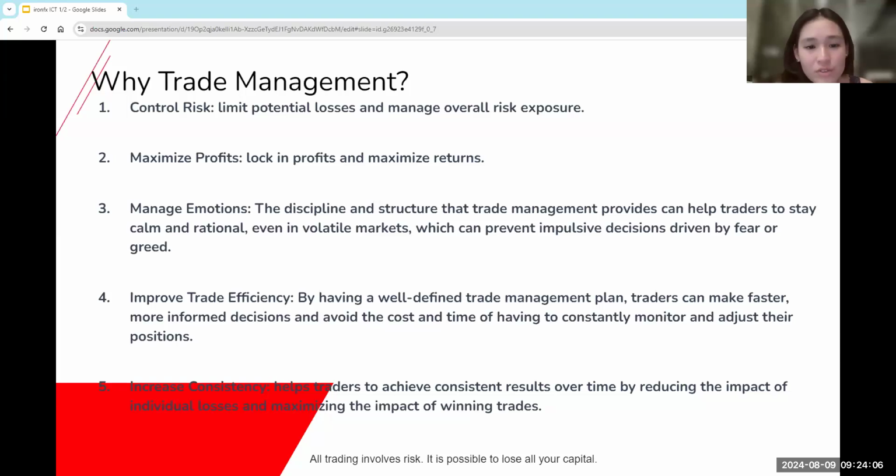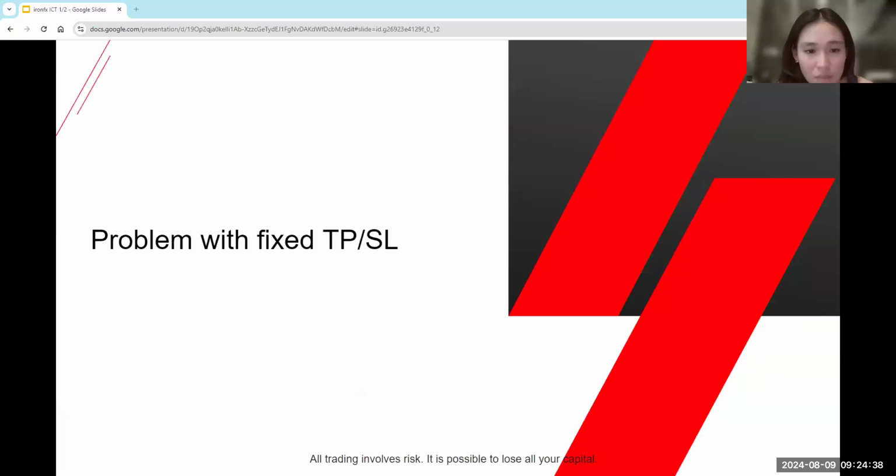Number four, improve trade efficiency. So by having a well-defined trade management plan, traders can make faster, more informed trading decisions and avoid the cost and time of having to constantly monitor your trades and adjust your positions. And lastly, increase consistency. Since you're reducing the impact of individual losses, you can then maximize the impact of your winning trades as well. So let's talk about the problem with a fixed take profit and a stop loss.